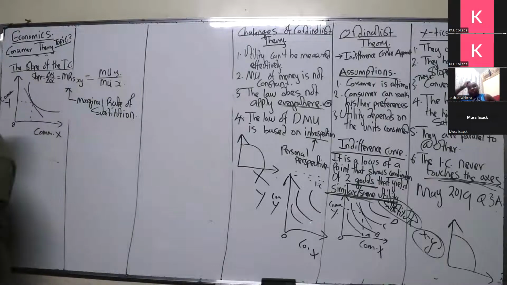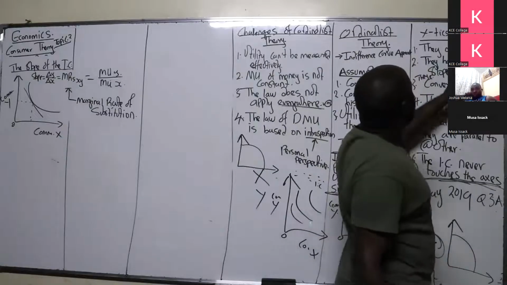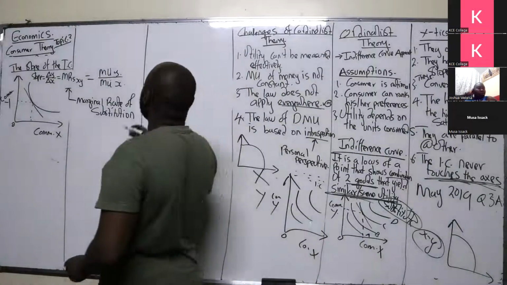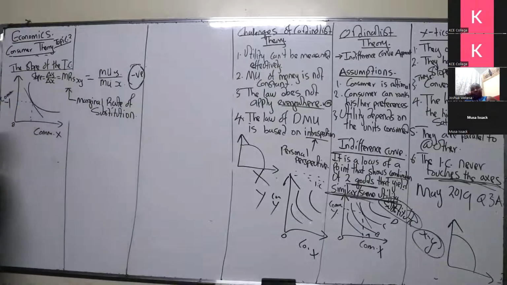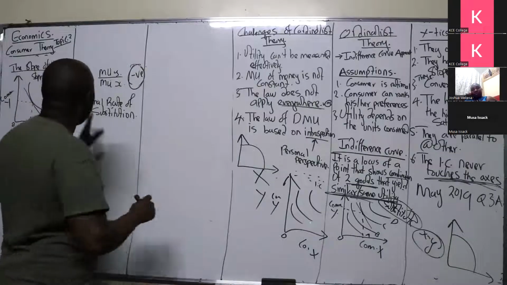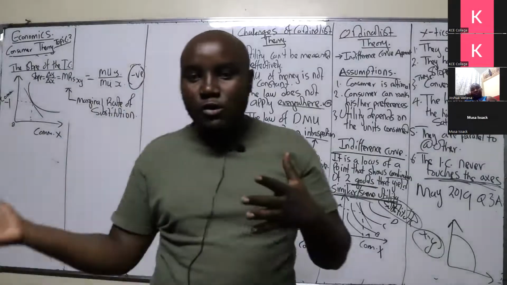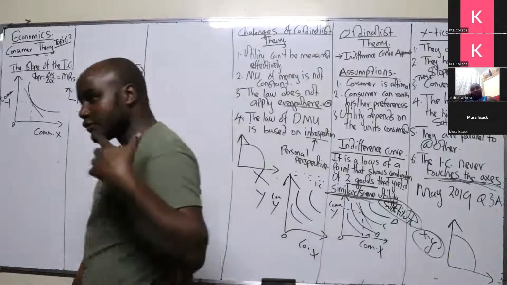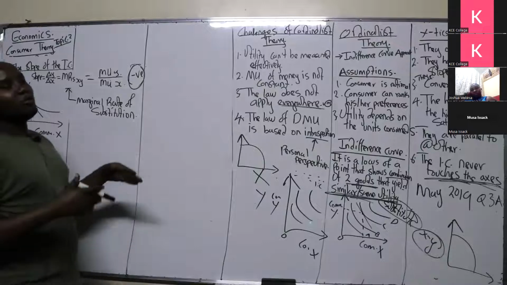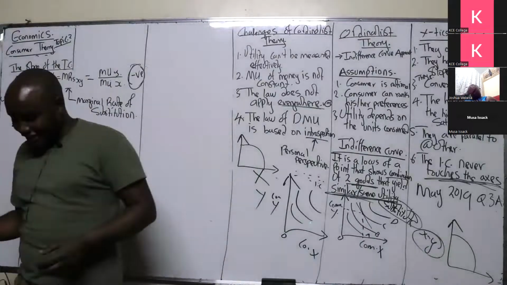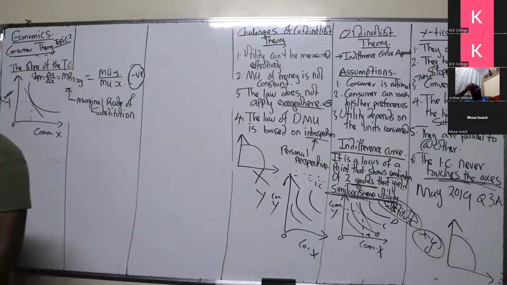The slope is always negative. Always know that. Meaning that when you consume more of x, you shall consume less of y. When you consume more of y, you shall consume less of x. And when it's positive, it means when you increase the commodity x, it doesn't affect the other commodity. Are you together? Yes.